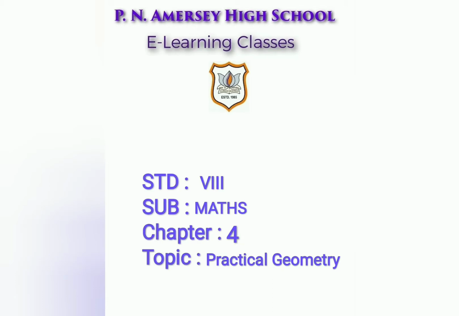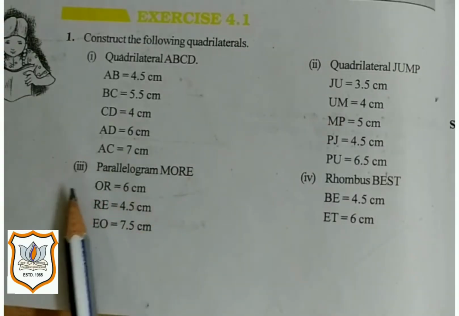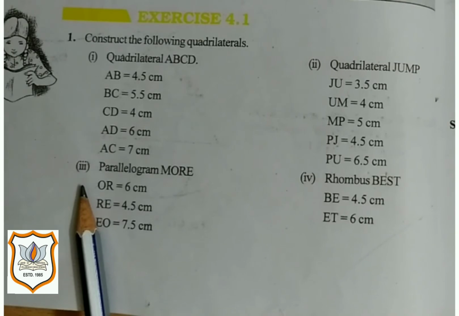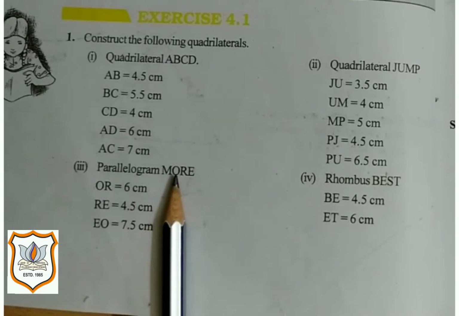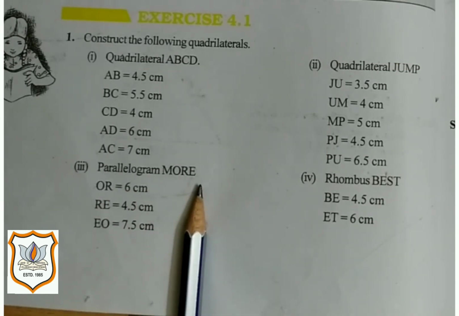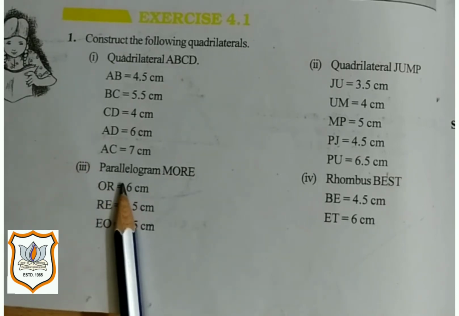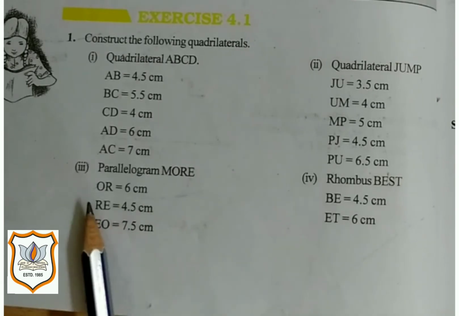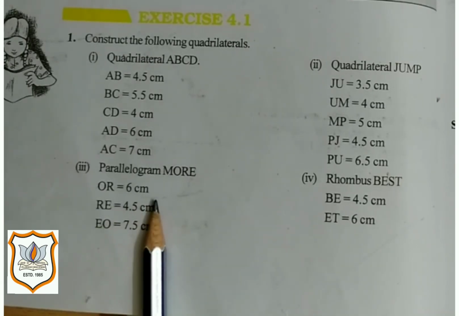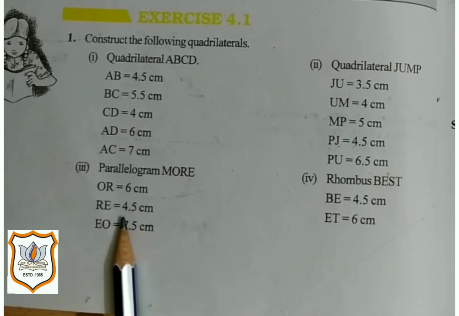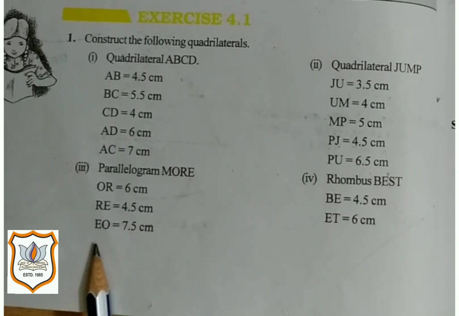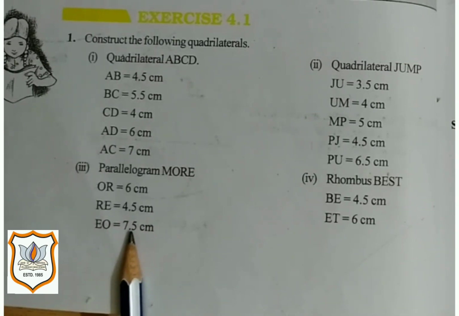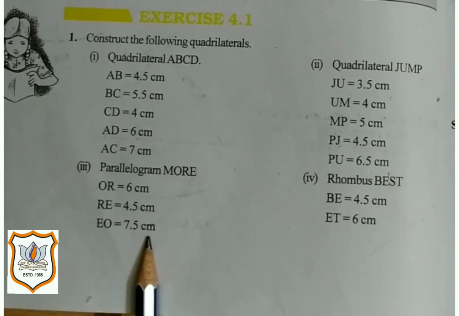Hello students, let's continue exercise 4.1 of chapter 4, that is practical geometry. Now we will take third sum. Parallelogram MORE. Now we will construct a parallelogram named MORE, where OR is equal to 6 centimeter, RE is equal to 4.5 centimeter and EO is equal to 7.5 centimeter.